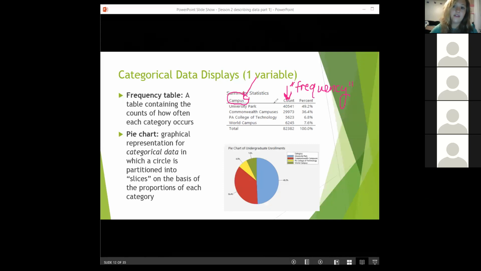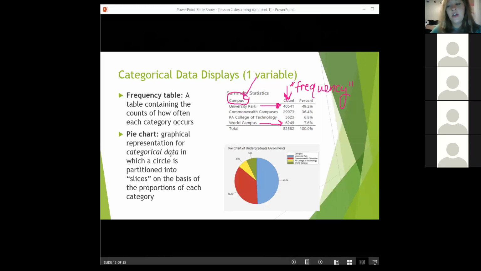So our count. It's saying the number of students who are at University Park. This is way low. We have like 46,000 now, but it doesn't matter. So that's all that's saying. And then World Campus, that's going to be 6245. All it's doing is showing the count, so how often it occurs.